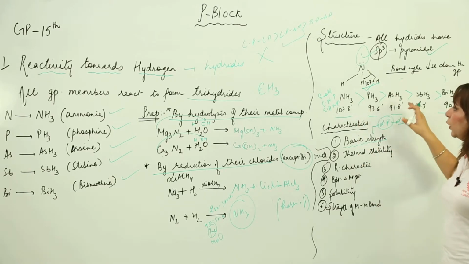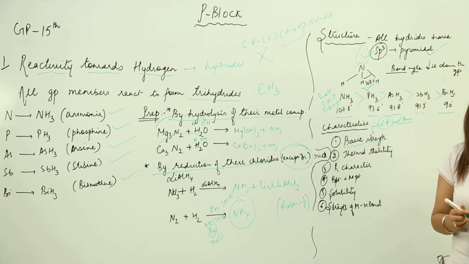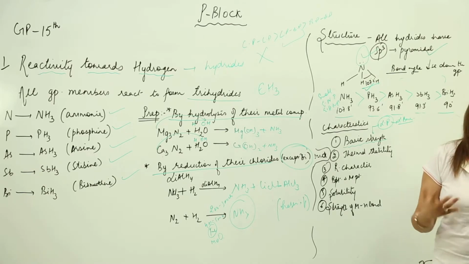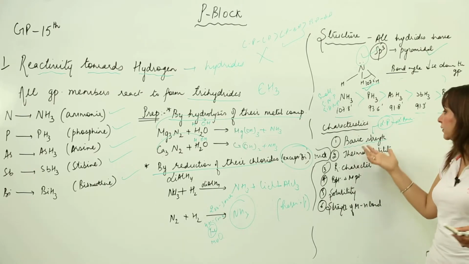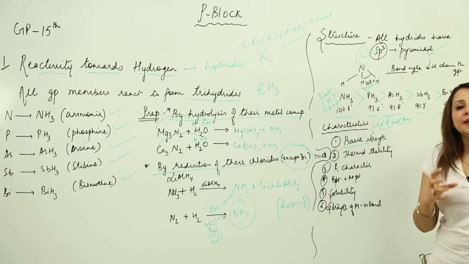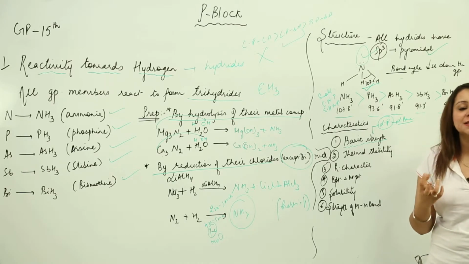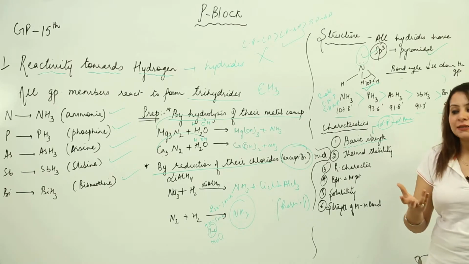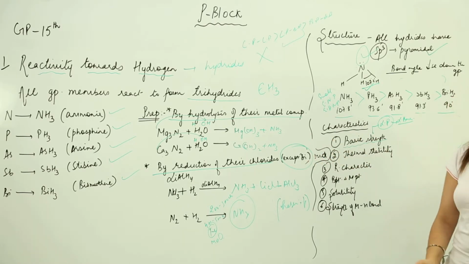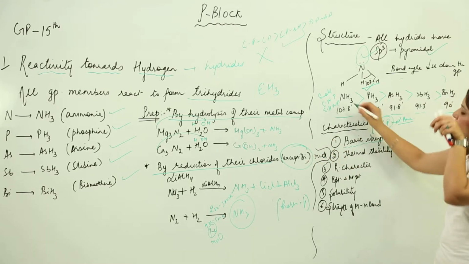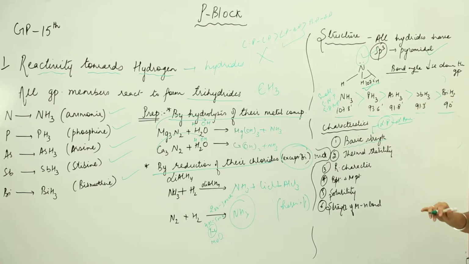But as we move down, we see that size is increasing and electronegativity is decreasing. Obviously the electron density will decrease because the size gets increased, due to which the basic strength decreases. Basic strength is where the electron density is high, and the electron density will be higher in a smaller atom than a bigger one. So we say that basic strength is most for NH3 and least for bismuthine.